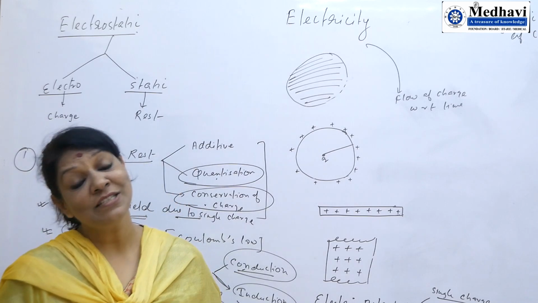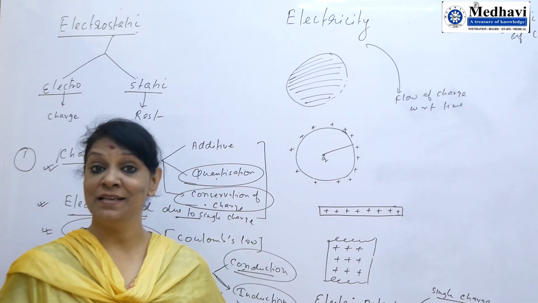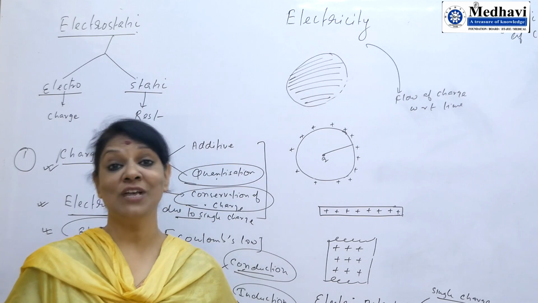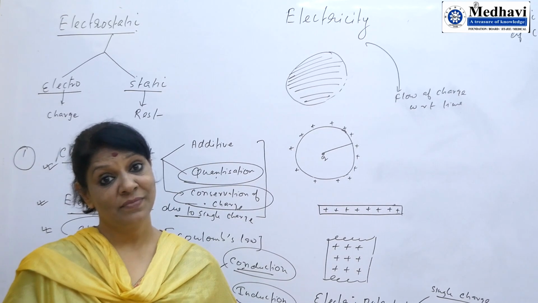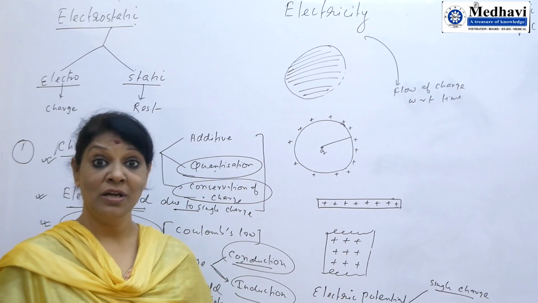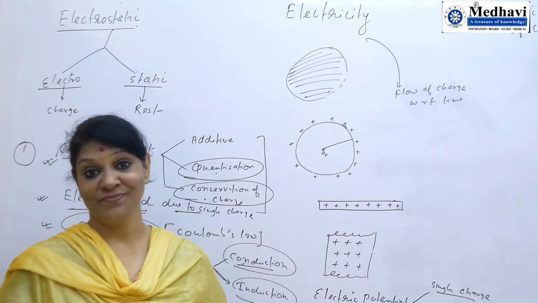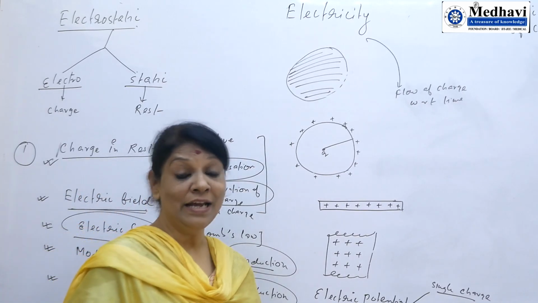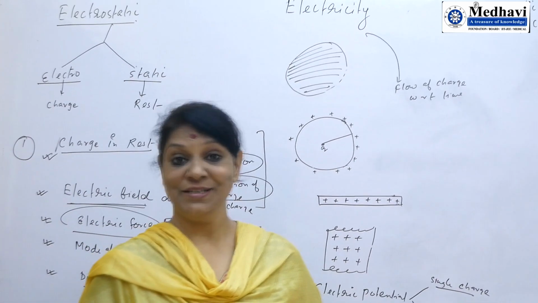So what is the difference between electrostatics and electricity? In electrostatics, we keep charges in the rest position. But in electricity, what do we do? We take charges in motion. And due to motion, you will get different properties.